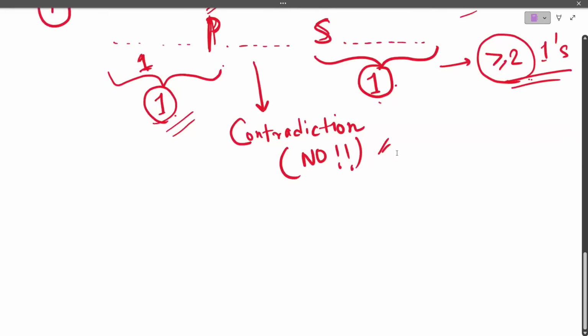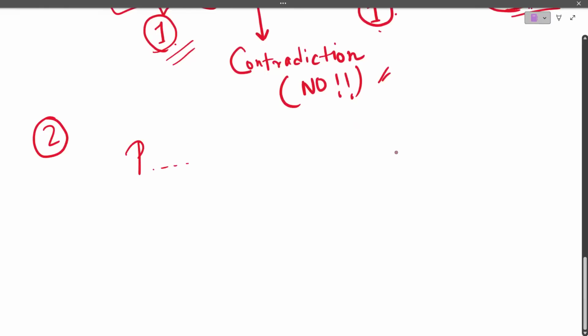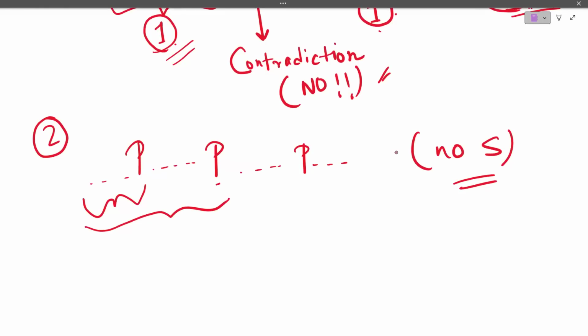Okay. Now here comes the second test case: the string contains only p. Suppose there is a string which contains only p, so basically no s. Now what does this p enforce? This p enforces that this part of the string must be a permutation, right? And this p enforces that this part of the string must be a permutation. This p enforces that this part of the string is a permutation.